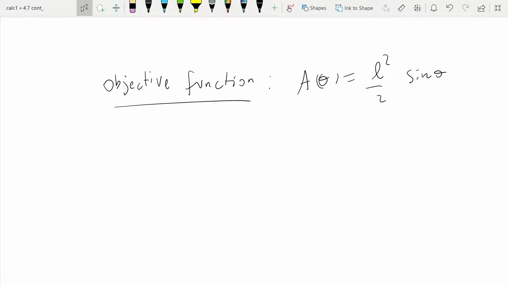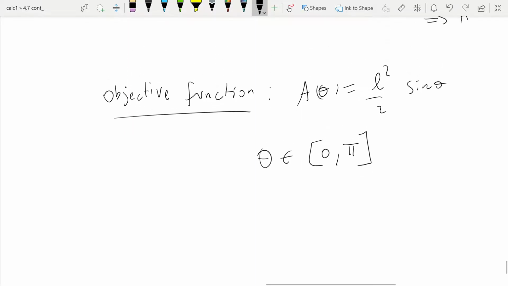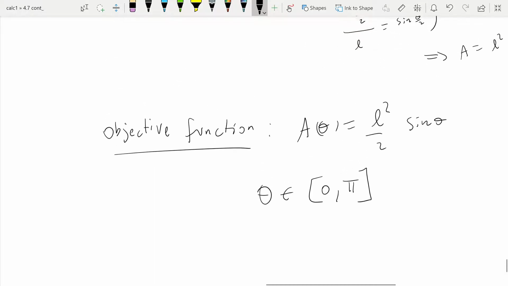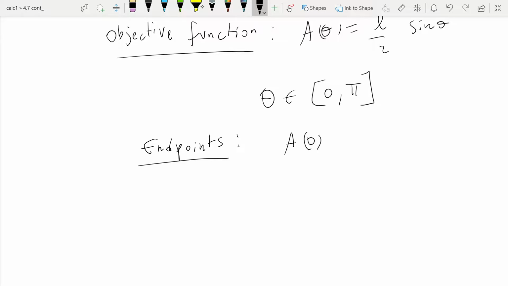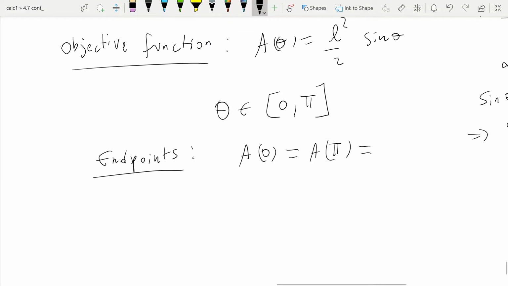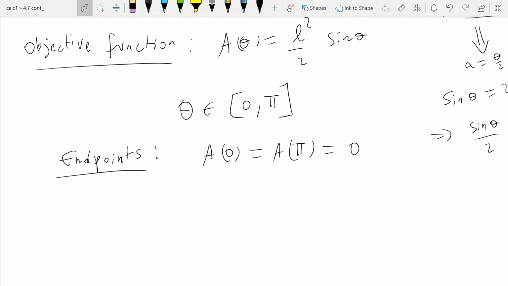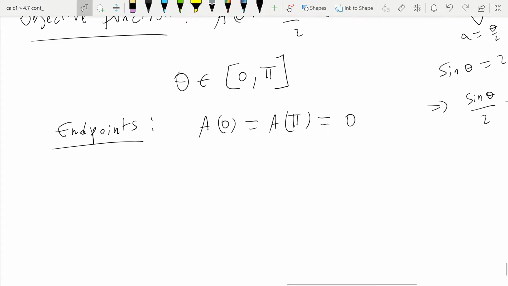And here, theta is in the range 0 to pi. So it's a closed interval situation. So we look at the endpoints, and we see that A at 0 is the same as A at pi, and it's equal to 0, because sine of 0 is the same as sine of pi, which is equal to 0.